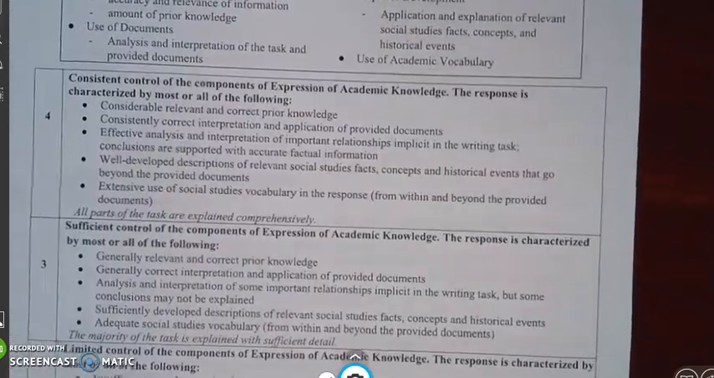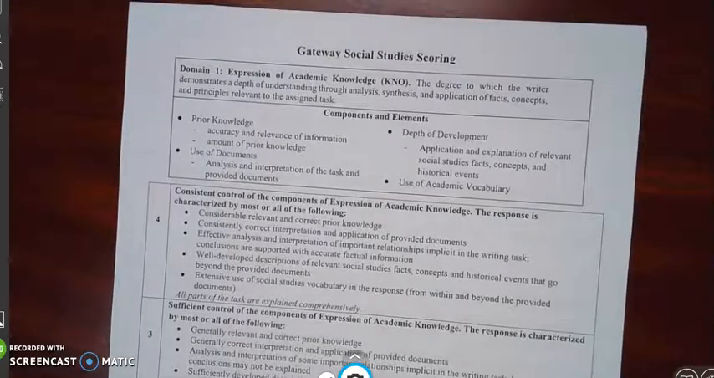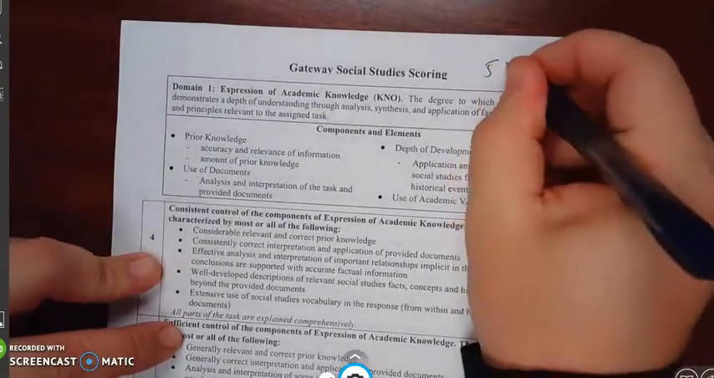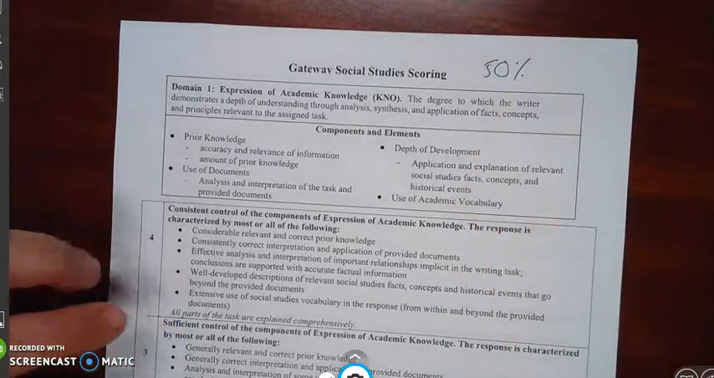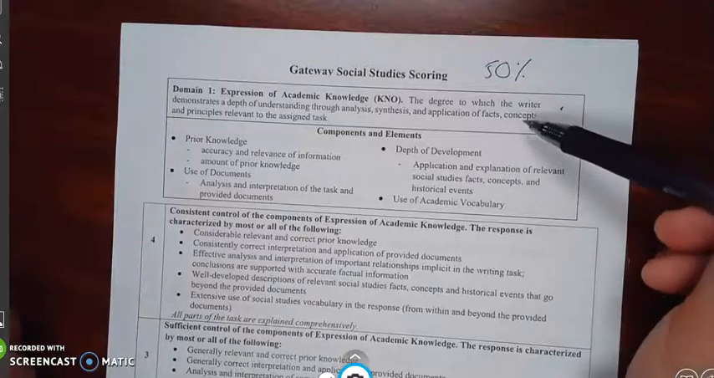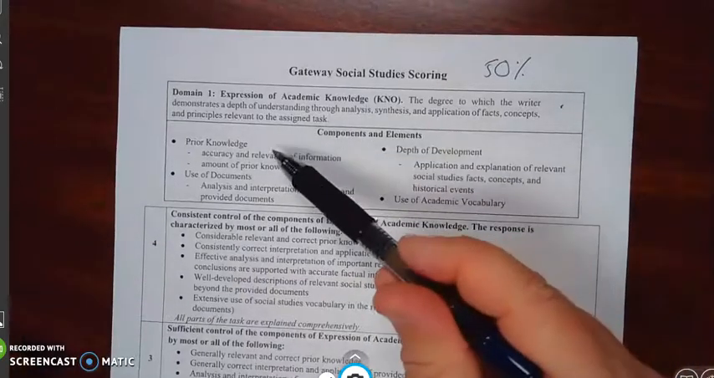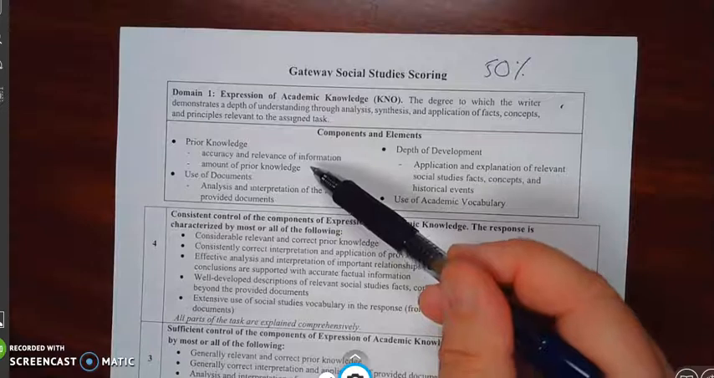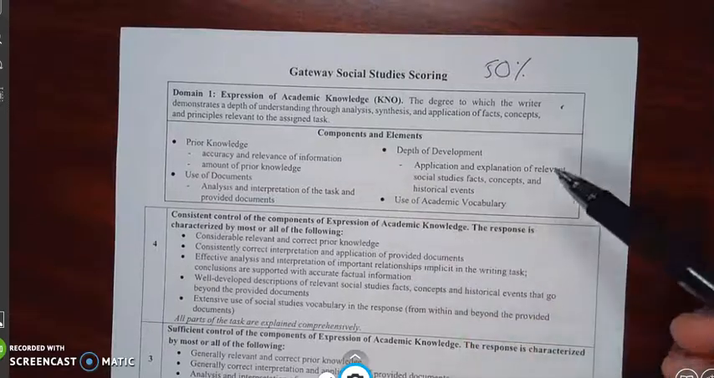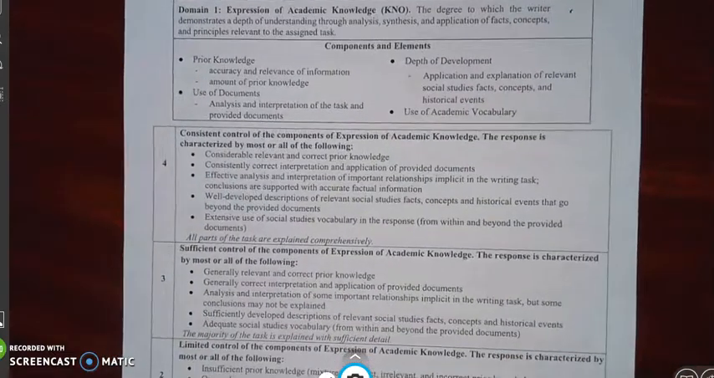So I do want to jump right in to this. Again, this looks very familiar. There's only 3 domains now. I want to repeat that a few times, instead of 4. So this first one, this expression of academic knowledge, I'm going to put right at the top. This is worth 50% of your score. You notice here, this is the depth of understanding through analysis, synthesis. You can read that. But this is really where you're showing off your learning, your knowledge of social studies. That might be your prior knowledge, the amount of the prior knowledge, the accuracy and relevance of your information, how you use and incorporate the documents into this, the depth of your development, and then the use of that academic language. And you'll notice that comes up here with this 4, right?